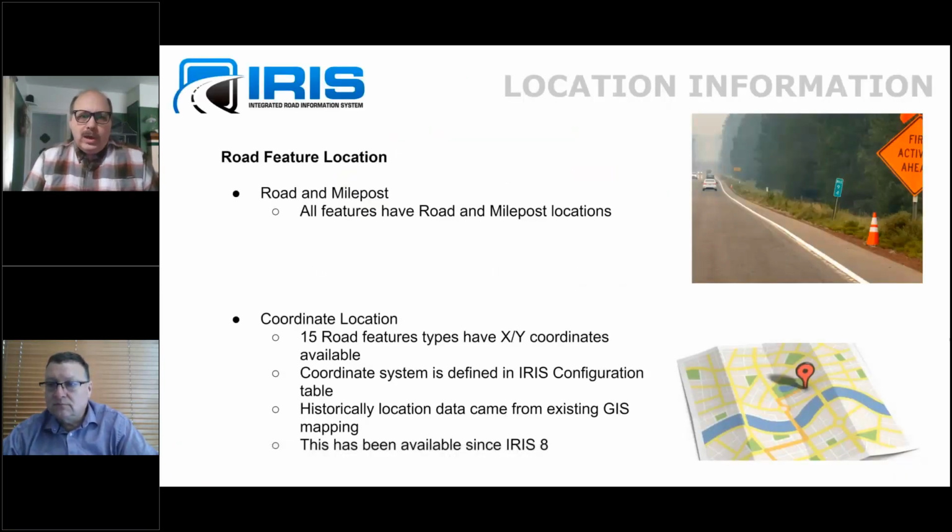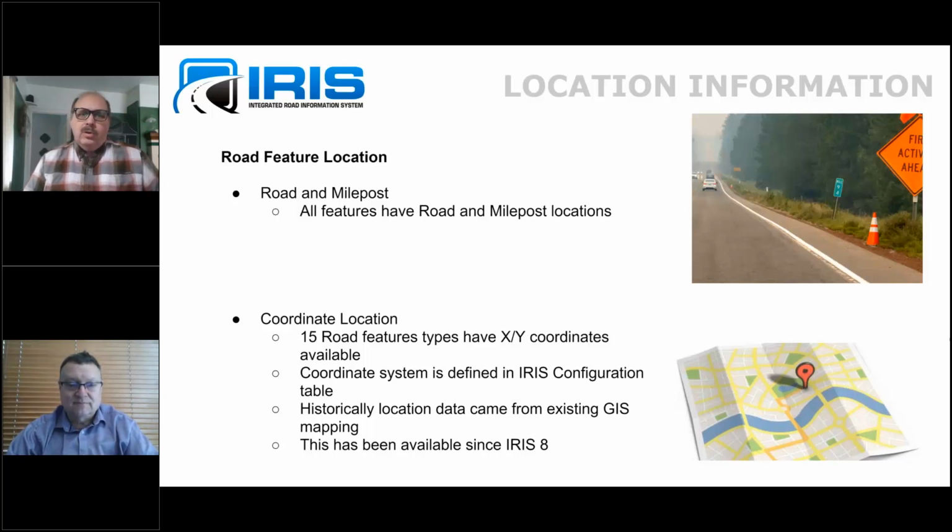Now, there are 2 different ways that we store information about where features are located in IRIS. The most common way is by using the road number and the milepost. All the features that we have in IRIS have road and milepost locations. It's been that way since IRIS has ever been. In about IRIS version 8 or so, we added coordinate locations to about 15 different feature types.